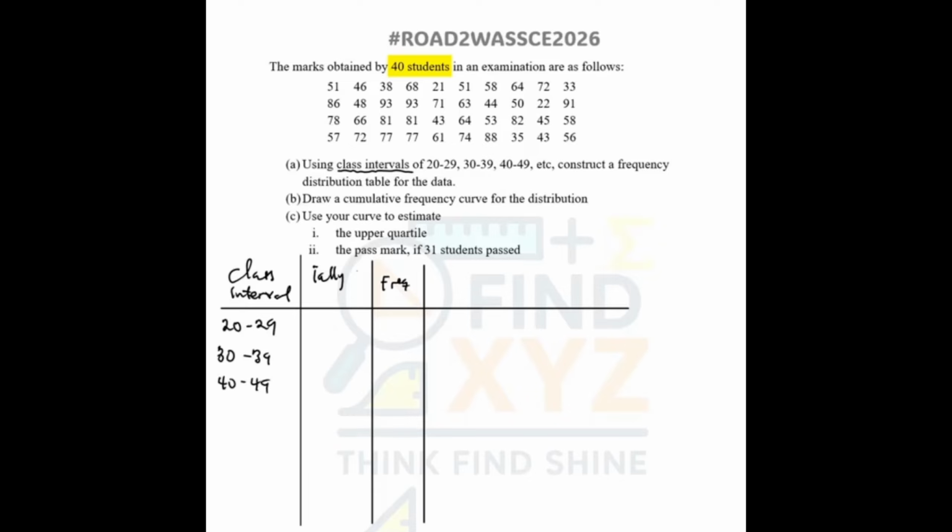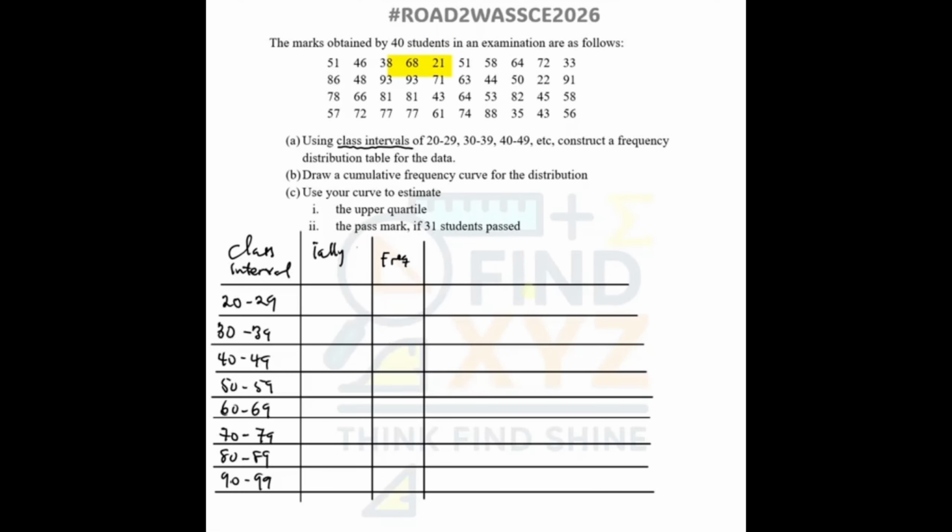Where are we going to end our intervals? Now let's look through the marks. What is the highest score? The highest score is 93, so it means that the score probably was out of 100. So I'll continue with 50 to 59, 60 to 69, 70 to 79, 80 to 89, and then 90 to 99. Now, we have 40 students, so whenever you are done arranging these values, you are supposed to get a frequency of 40.